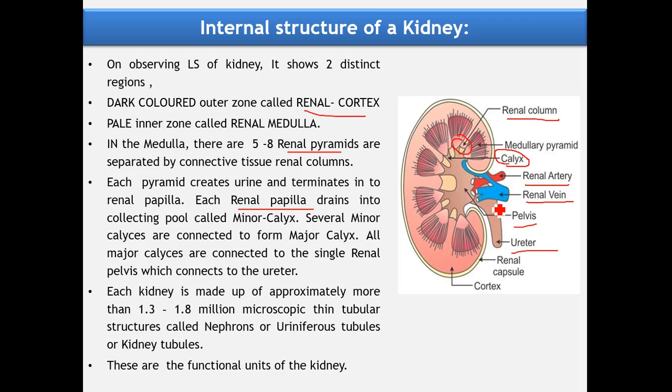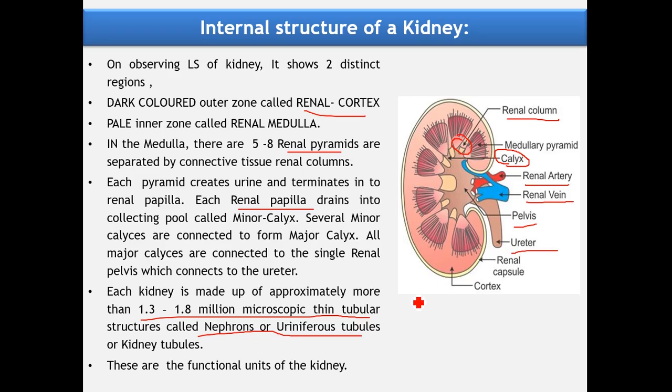Each kidney is made up of more than 1.3 to 1.8 million microscopic thin tubular structures called nephrons. So, what is the number? 1.3 to 1.8 million in each kidney, and we cannot see them because these are microscopic, very thin tubular structures. These are also known as uriniferous tubules or kidney tubules, and these are the functional units of kidney.